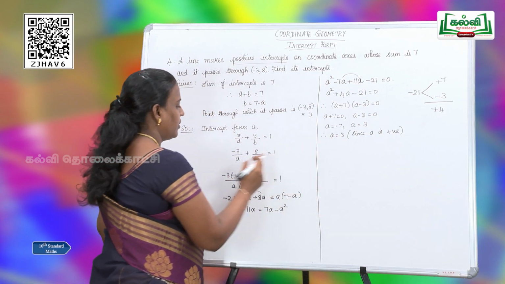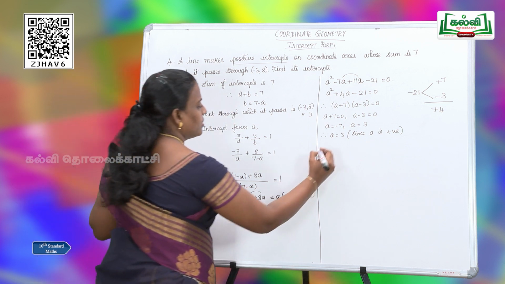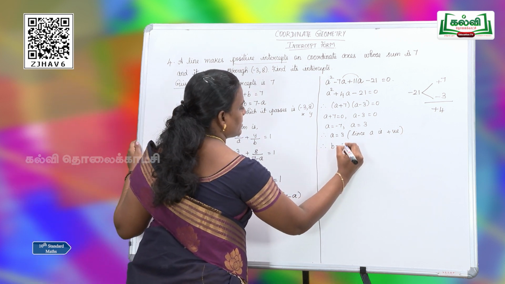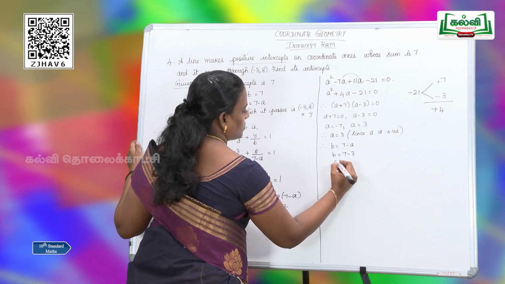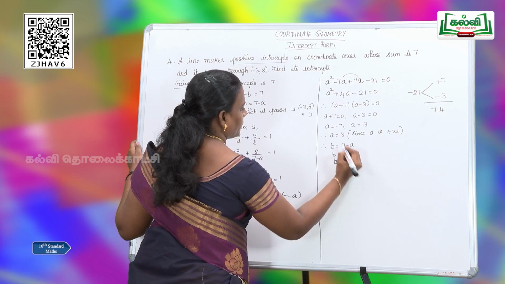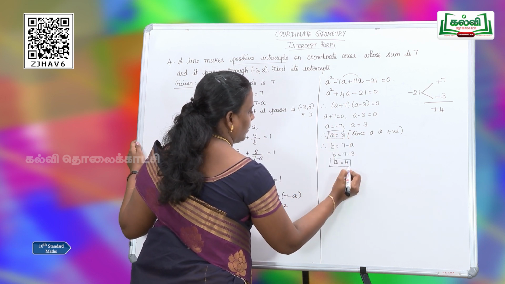Now, when I get a is equal to 3, I can substitute where? Here to get the value of b. Therefore, b is equal to 7 minus a. So, b is equal to 7 minus 3. So, b is equal to 4. So, here I get a is equal to 3 and here I get b is equal to 4.